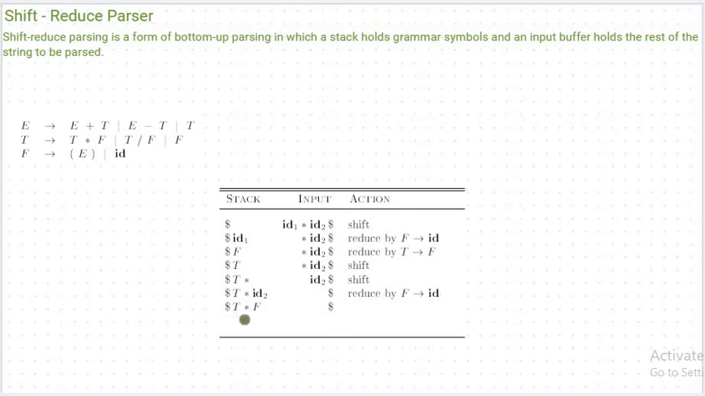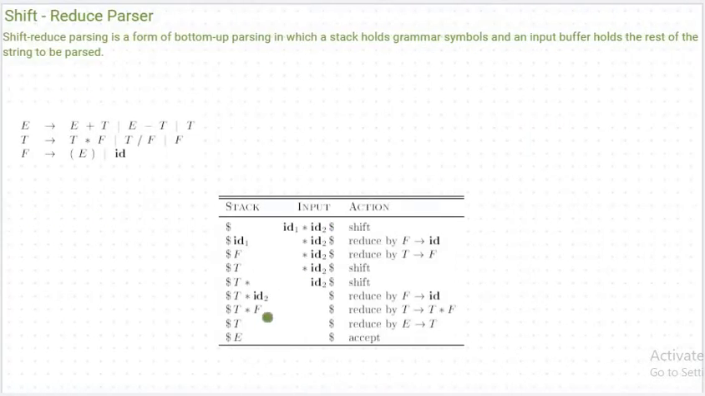Now you can just consider this T star F as a handle and see whether you have any production with T star F in the right hand side of the production rule. Yes, you have one production, T tends to T star F. So this T star F can be reduced as T.